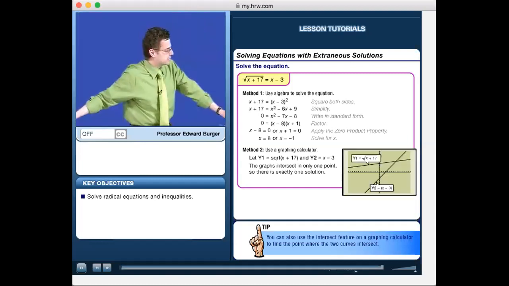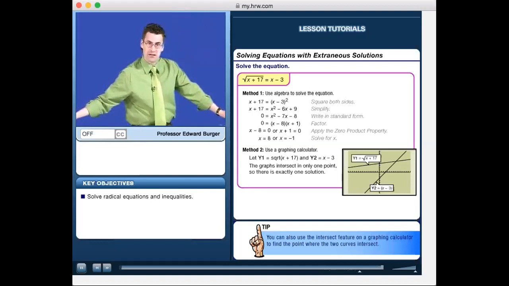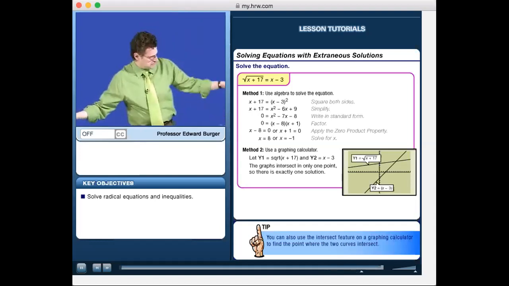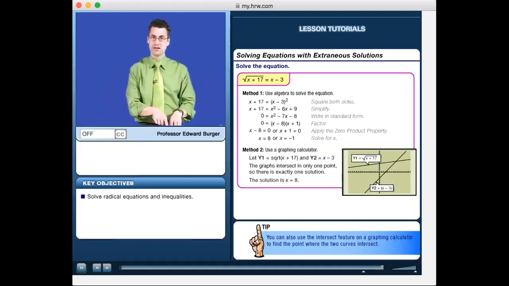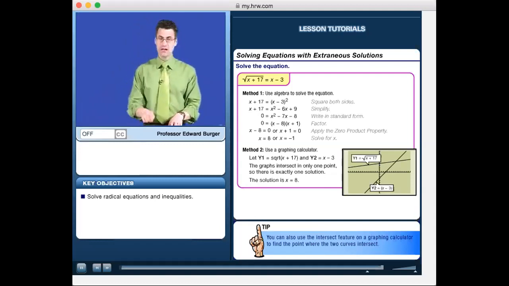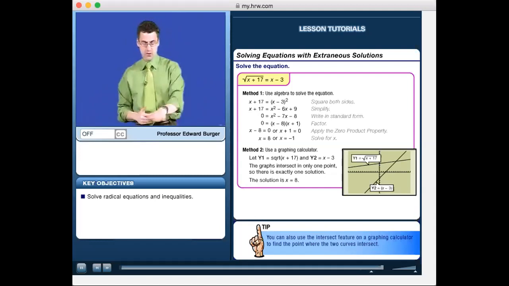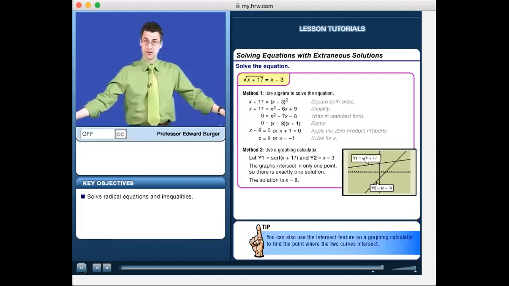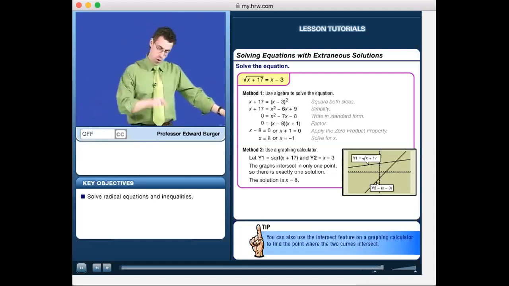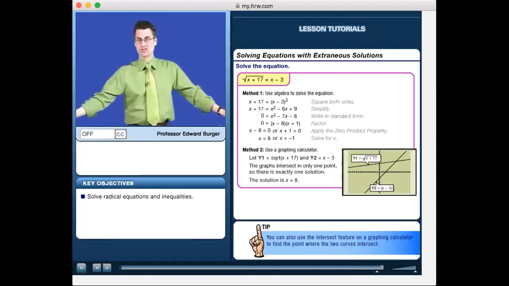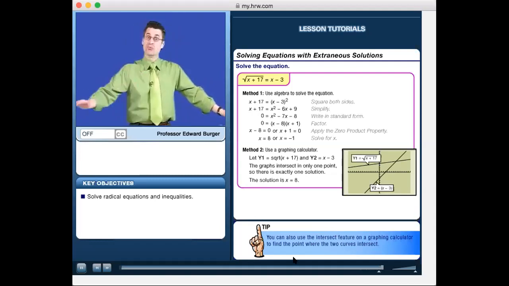Well, check it out. You see, they only intersect at one point, and that point seems to be around 8, and that's the point we found here. Notice they do not intersect anywhere else, and that's why there's only one solution, not the potential 2. Whenever you are solving a radical equation, has square roots, or any kind of root for that matter, you've always got to check your answer, because you might have introduced a solution that's not really a solution.